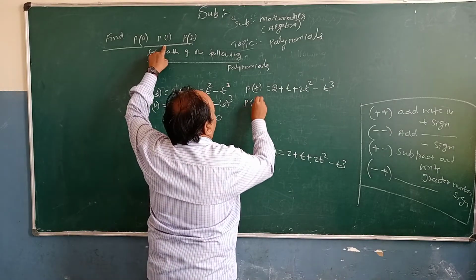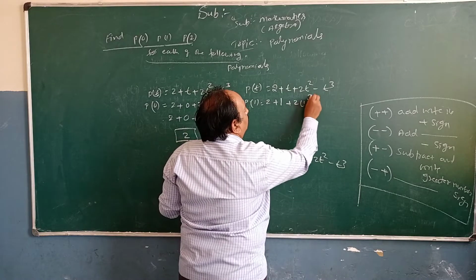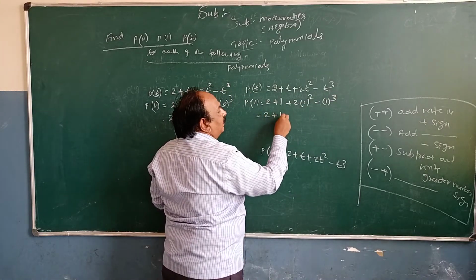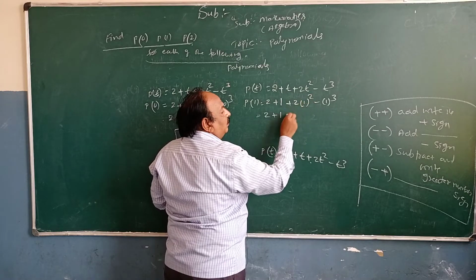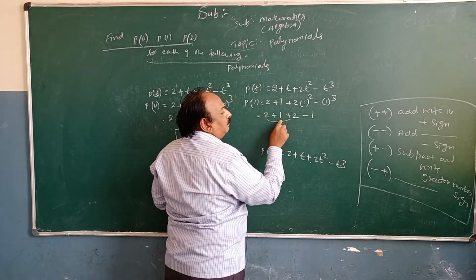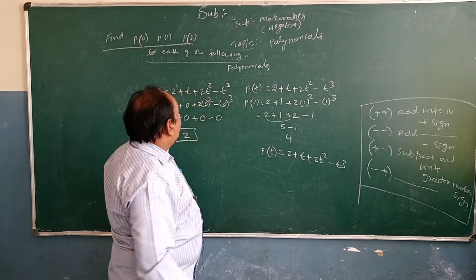Polynomial of 1: 2 plus 1 plus 2 into 1 square minus 1 cube. 2 plus 1. 1 square is 1. 1 2s are 2. Minus 1 cube is 1. 2 plus 2, 4. 4 plus 1, 5. 5 minus 1 is 4.